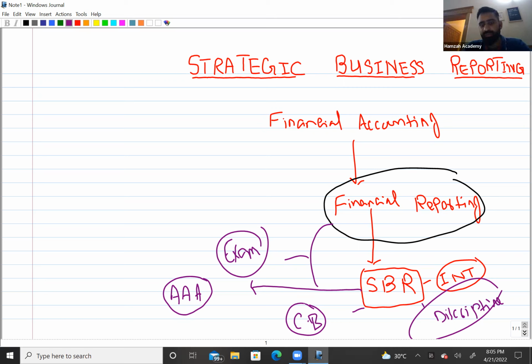But the paper will be different. It is computer based, but do not be confused that there will be multiple choice questions. There will be no multiple choice questions and no objective questions. In total there will be four questions in SBR, and they will all be long questions of 20 to 30 marks, which we have to answer using the spreadsheet and the Word format on the ACCA practice platform.